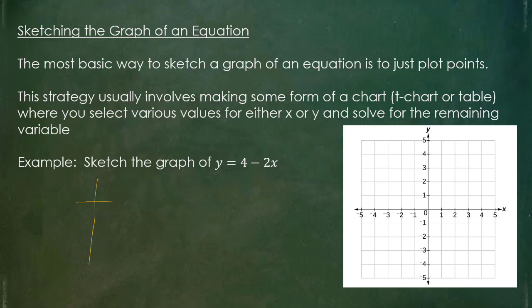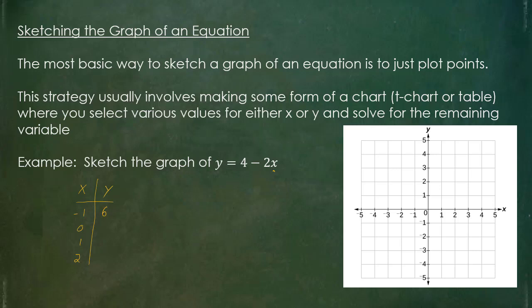So with this example, I'll just demonstrate a t-chart. For this one it looks like I have an input value of x, so I probably want to choose x values. Some numbers that seem reasonable to try would be -1, 0, 1, and 2. That might be more than I really need, but if I plug these values in, I would put the -1 where that x is, so I'd have 4 minus 2 times -1, which would turn into 4 plus 2, so 6.